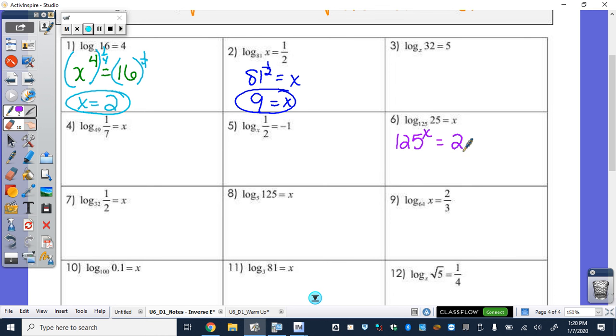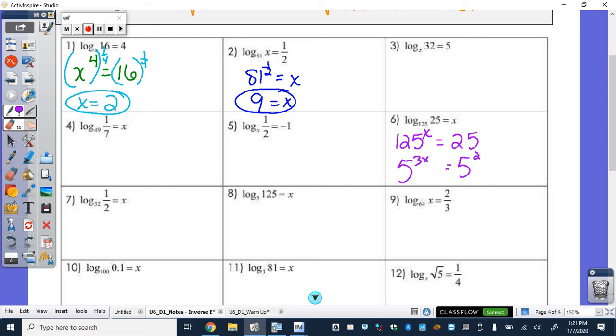Number 6, base is 125. Our exponent is an x. It's going to equal 25. This is one where we have to do the change of base. We have to rewrite the 125 and the 25 so that it's a number to an exponent. What base would we want to use for these? Yeah, 5. 5 to what power is 25? 5 to the second is 25. 5 to what power is 125? Third. But this is actually going to be 3x. Why is it actually 3x? Because the x was already there. I have to keep it there.